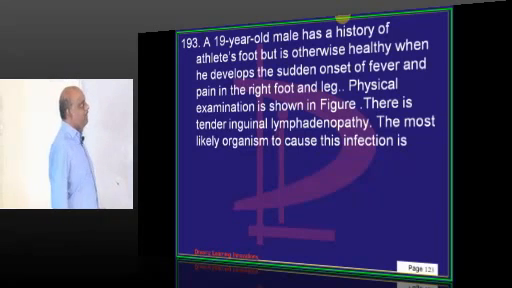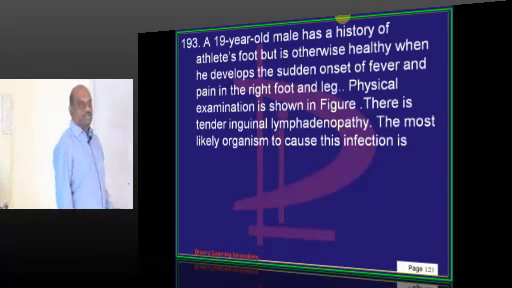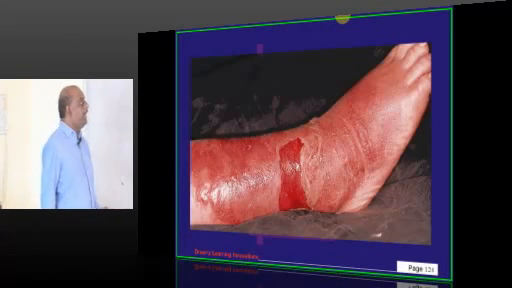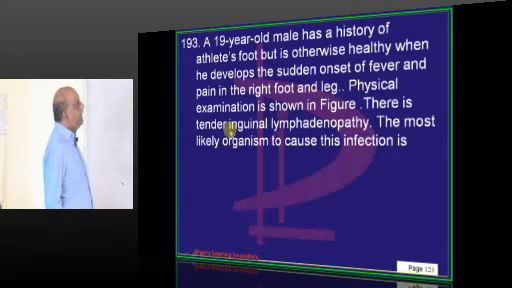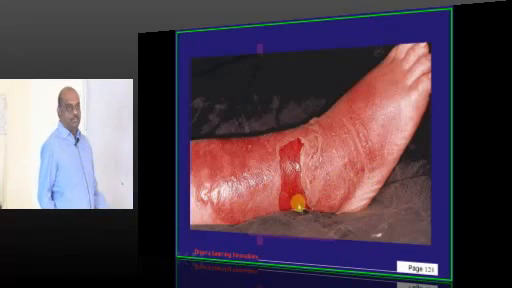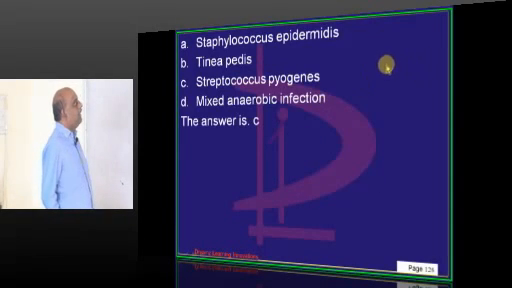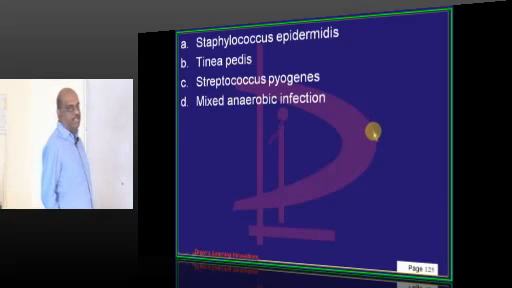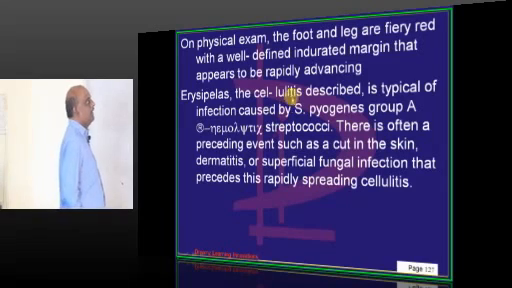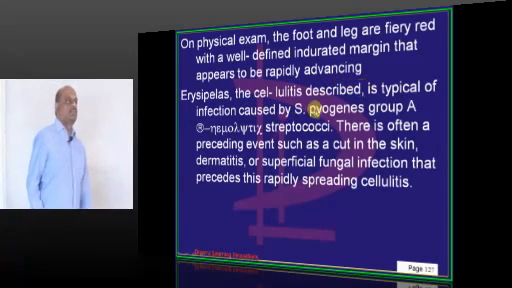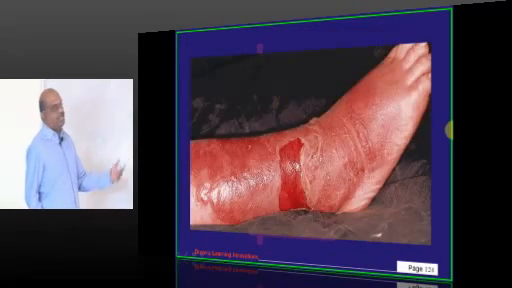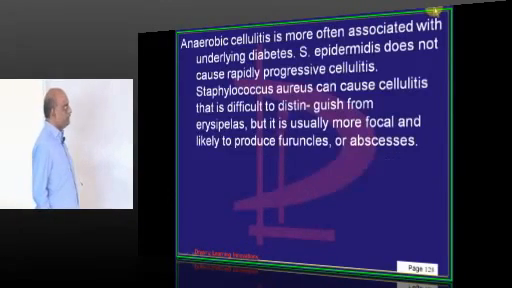A 19-year-old, athlete's foot, sudden onset of fever, pain in the right foot and leg. And there is a tender inguinal lymphadenopathy, and the physical examination is typically showing thrombophlebitis. So it is most likely Streptococcus pyogenes associated erysipelas, a cellulitis which you are seeing, which is caused by Streptococcus pyogenes, is what you need to understand.